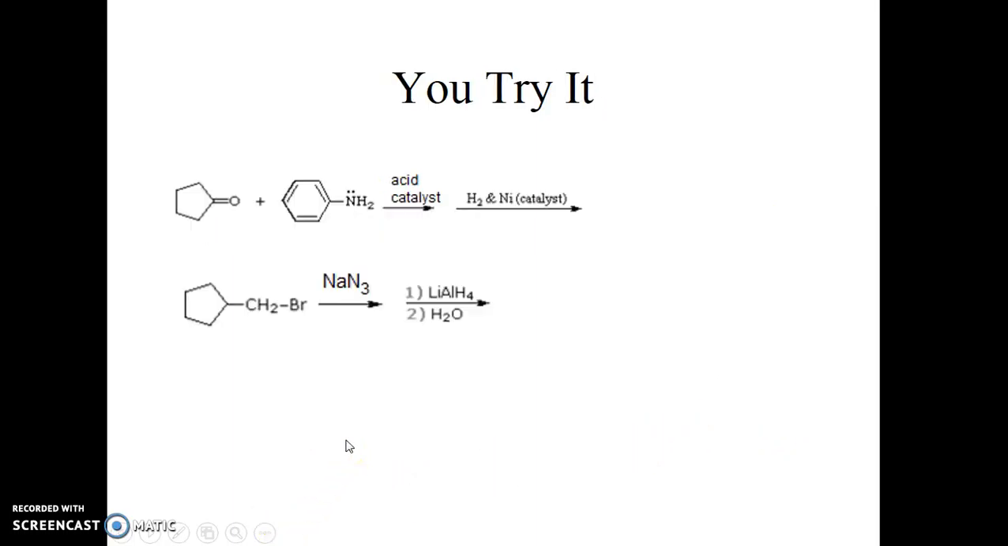Okay. What's the outcome of these reactions? Well, in this top reaction, we're going to form an imine, and then reduction will take it to an amine. Here, we have sodium azide doing SN2 on this alkyl halide, and then reduction gives us an amine.